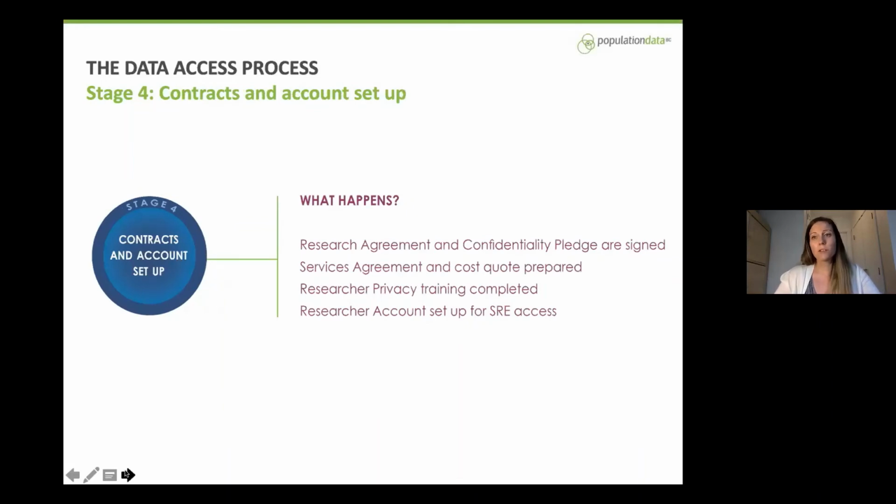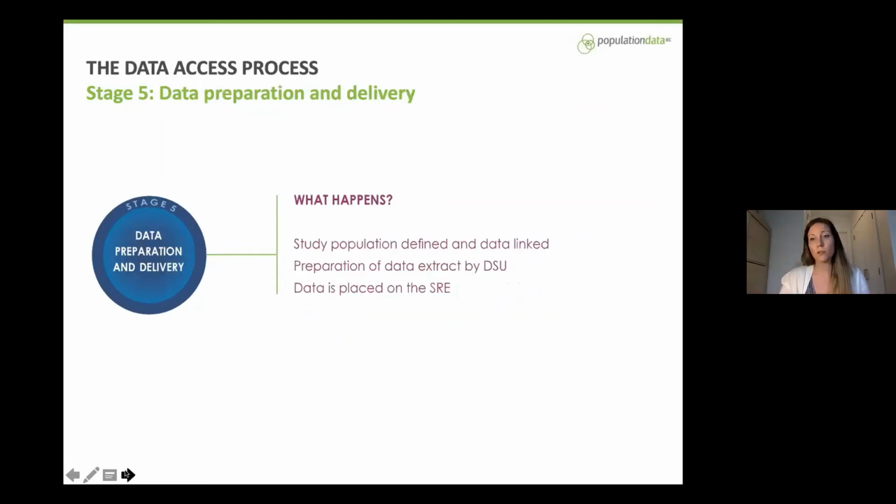After it's approved, there are some administrative things that we have to go through. There are research agreements and service agreements that need to be signed, which outline how the data will be used between the researcher and the data steward, how it'll be held, how it'll be analyzed, and what you're able to do with that data. There are confidentiality pledges that need to be signed, privacy training that needs to be completed, and then we set up the account on the secure research environment so you're able to access your data. While all of that's being done by the data access unit, the data services unit at PopData BC is defining your study population and linking your data for you. Once those extracts are done, they're available on the secure research environment that we host at PopData.